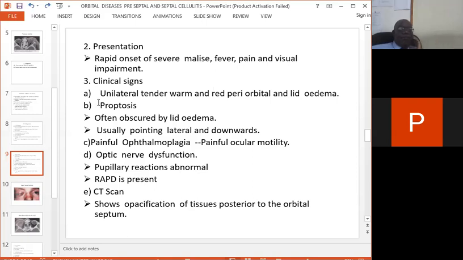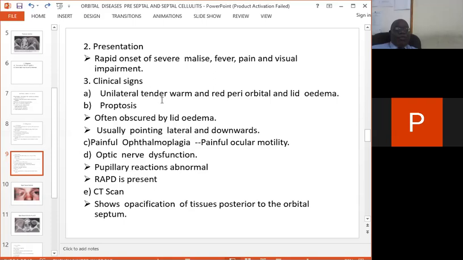Clinical signs: there will be unilateral, tender, warm, and red periorbital and lid edema. This only occurs if the other eye is intact. If both are affected, both eyes will have the same problem. Although in trauma, it's unlikely that only one side is hit, as the other person also comes to sort out the other eye. Usually it's unilateral where people were fighting.